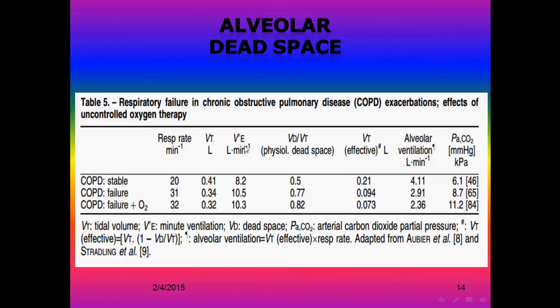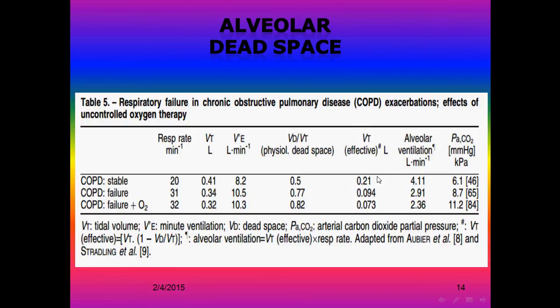When you look at the dead space of the patient, which is the physiological dead space, meaning the anatomical dead space plus the alveolar dead space, it is about 0.5. Normally it is about 0.3 or 0.33. So there is an increase in the dead space. This is for sure not an increase in the anatomical space, it is an increase in the alveolar space.